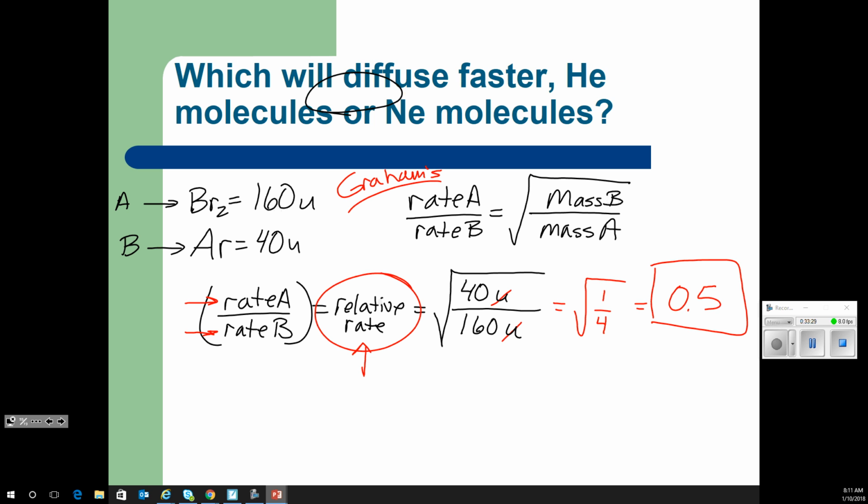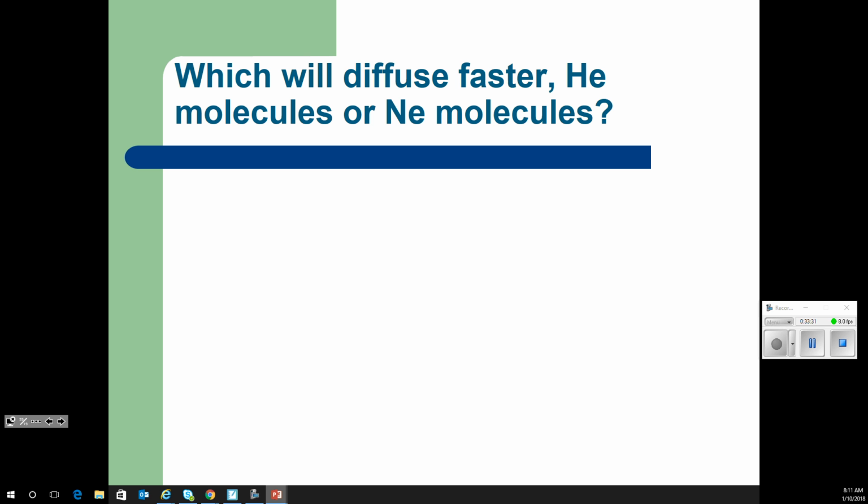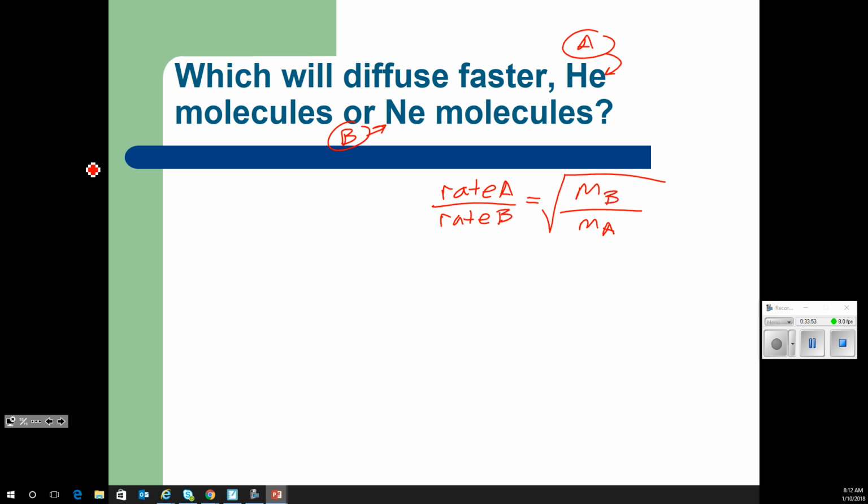Okay, all right, so let's go to this one. Which will diffuse faster? Whose law again? Whenever it says diffuse, same one. So rate A divided by rate B equals square root of mass of B divided by mass of A. Which will diffuse faster? The first one that I talk about is A. The second one I talk about is B. They didn't give me any numbers. They're masses. So the mass of A is what?